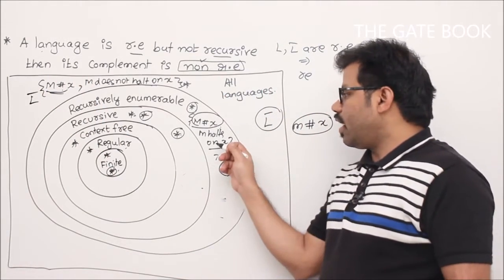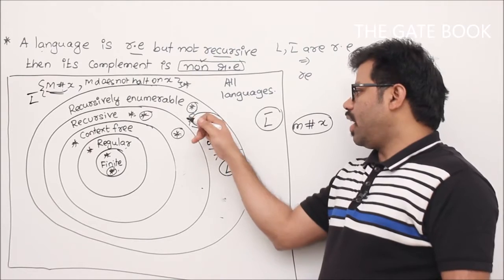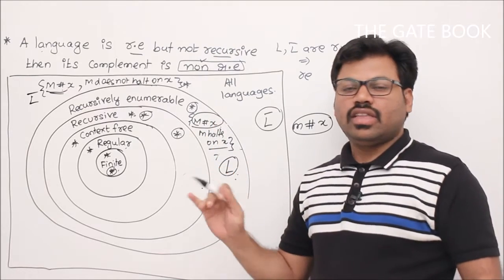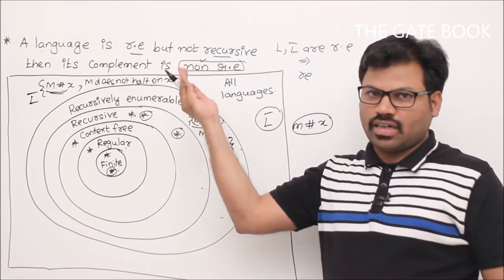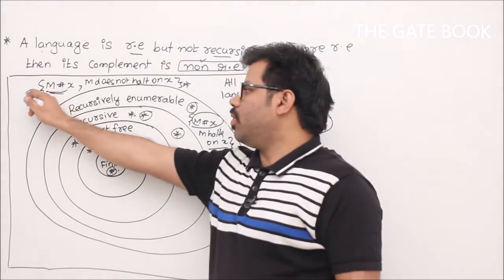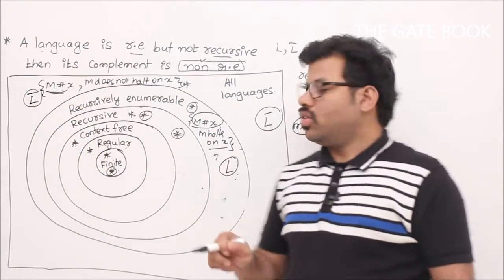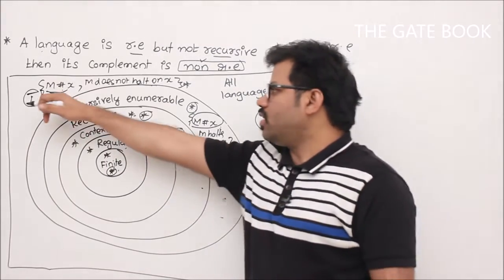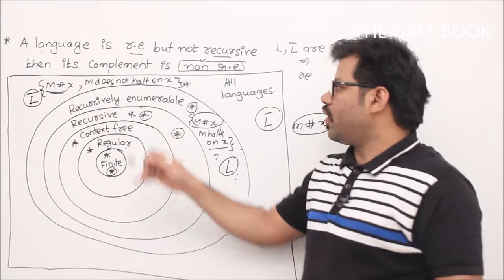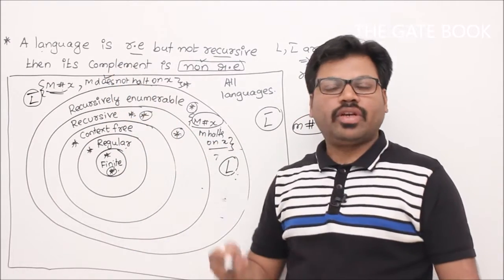See, what is your language L here? For example, M hash x where M halts on x. Then what is the other set of strings? M hash x where M does not halt on x, right? That's why it will become L bar. So now you know one thing: whenever you have a language L, its L bar should always be non-RE. That's why M does not halt on x will become non-RE.